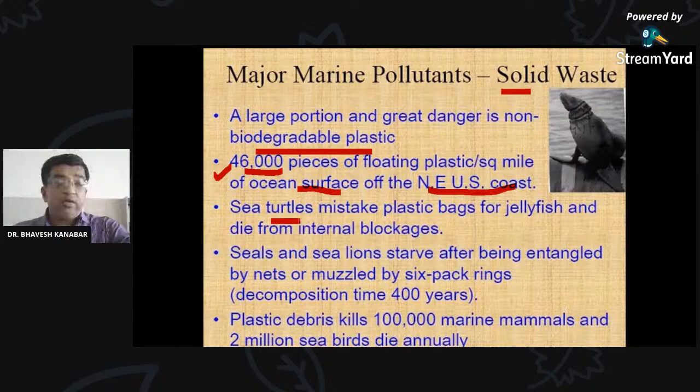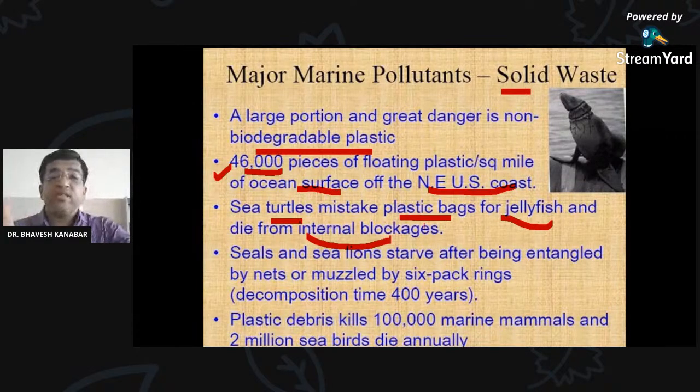Sea turtle, this is very important. Sea turtles mistakenly take plastic bags for jellyfish. Sea turtles are non-vegetarian in diet, so they eat jellyfish. They mistake the plastic for jellyfish, take it for feeding, and die from internal blockage. Just like a cow: a cow can eat plastic bags over the land, and because of the plastic there can be blockage in its GIT system, and the cow may die. So here also the sea turtle may take plastic mistakenly for jellyfish and it can die.